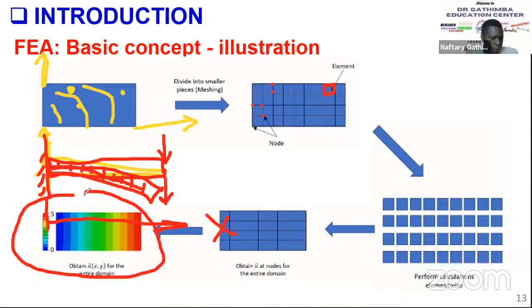All right. So now with that, this is an illustration of how we are going to be handling it. You have a body, you discretize it through meshing or subdividing it into element level, you perform an elemental calculation, you combine your body, then you can be able to obtain your results.